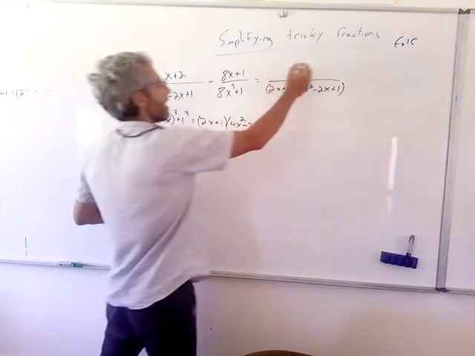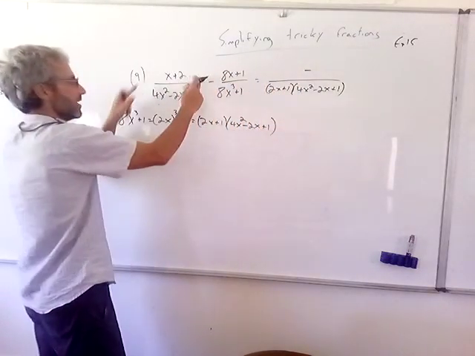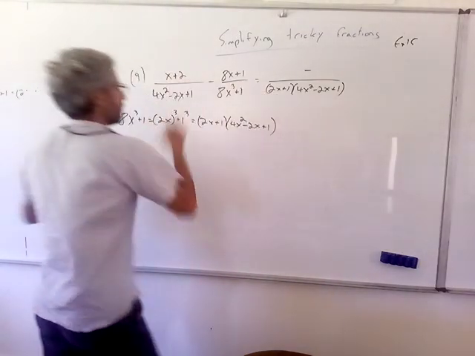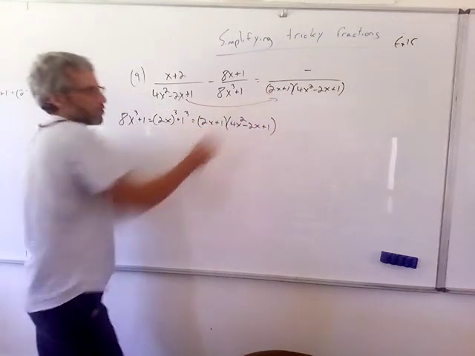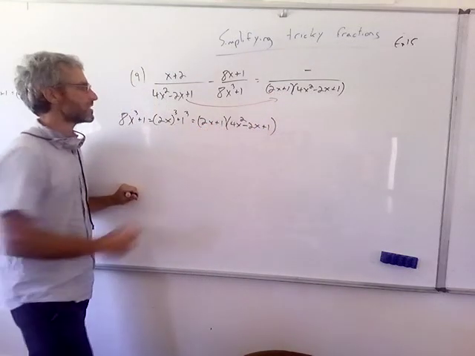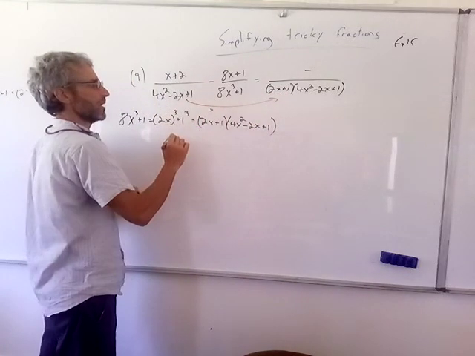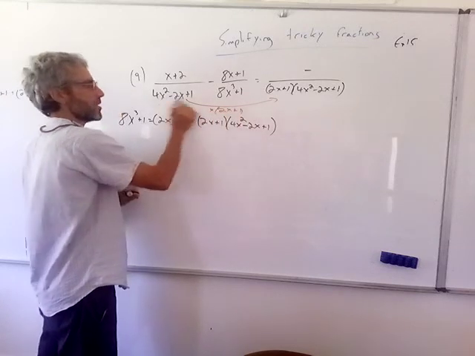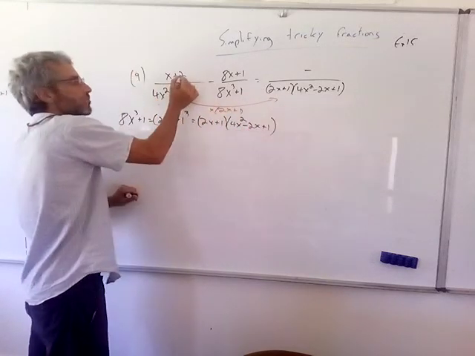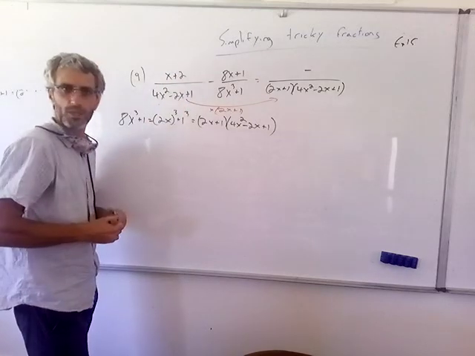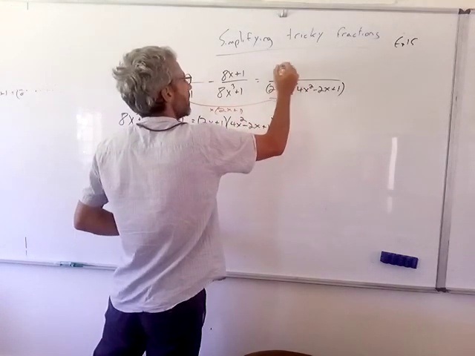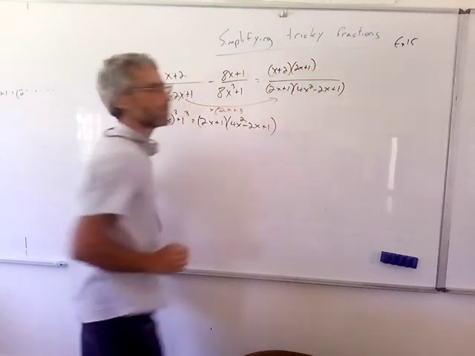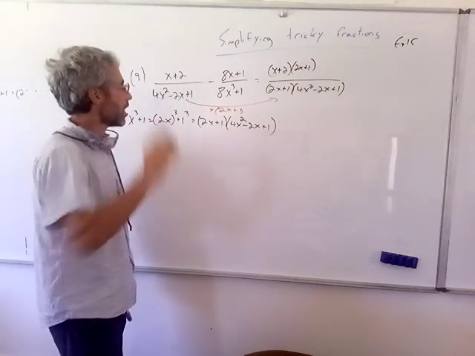Now, here I'm going to have something minus something. This one, to join that denominator, what did I have to multiply this term by? 2x plus 1. I had to times it by 2x plus 1 to get there. So I must multiply that also by 2x plus 1. So I'm going to have x plus 2 times 2x plus 1. I'll answer the question at the end.